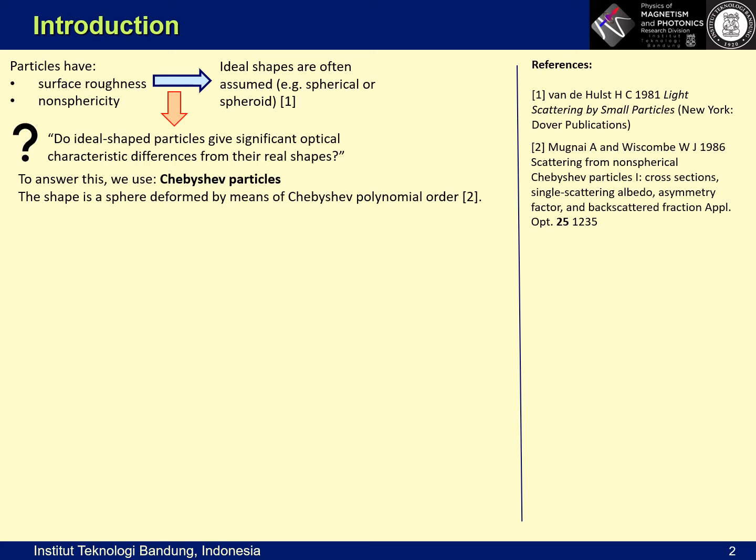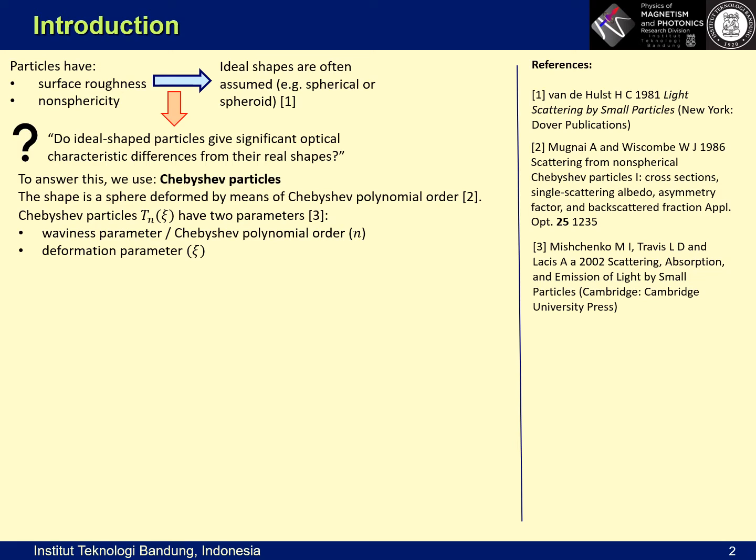To answer these questions, we use Chebyshev particles. The shape of Chebyshev particles is a sphere deformed by means of Chebyshev polynomial order. Chebyshev particles have two parameters. First, waviness parameter, also known as Chebyshev polynomial order. Second, deformation parameter. We use Chebyshev particles to explain non-sphericity.